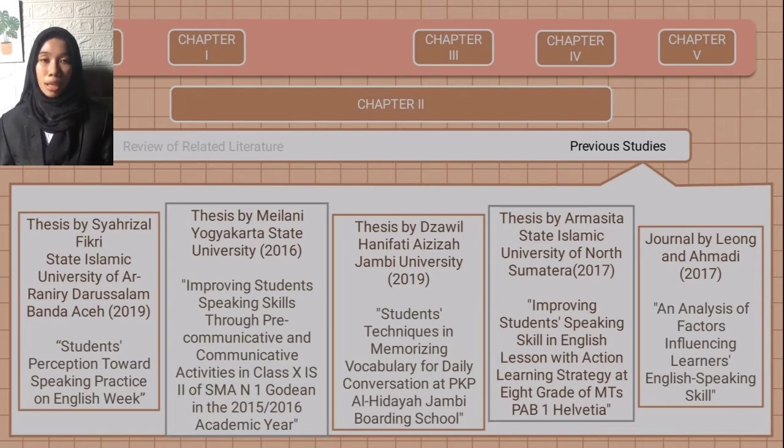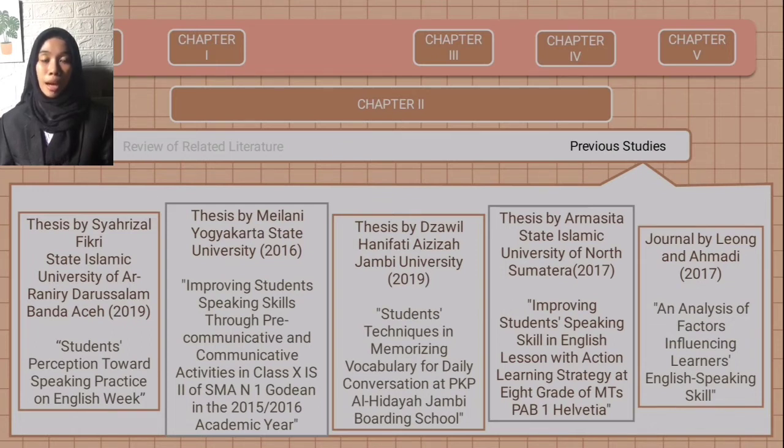Third, a thesis by Zabel Hanifati Aziza, Jambi University 2019, with the title Student Technique in Memorizing Vocabulary for Daily Conversation at UKP Al Hidayah Jambi Boarding School. Fourth, a thesis by Ermasita, State Islamic University of North Sumatra 2017, with the title Improving Student Speaking Skill in English Lesson with Action Learning Strategy at 8th grade of MTS PAB 1 Helvetia.